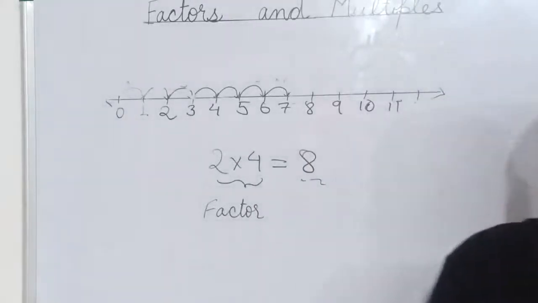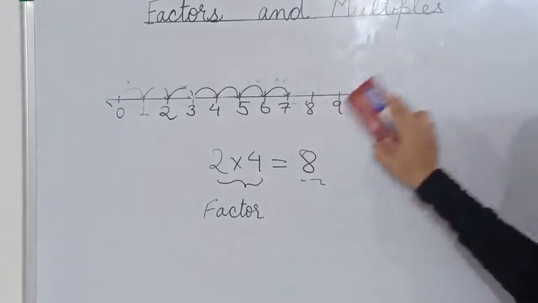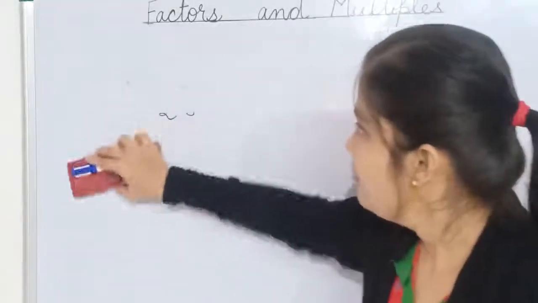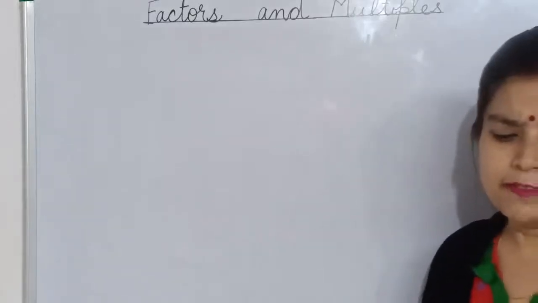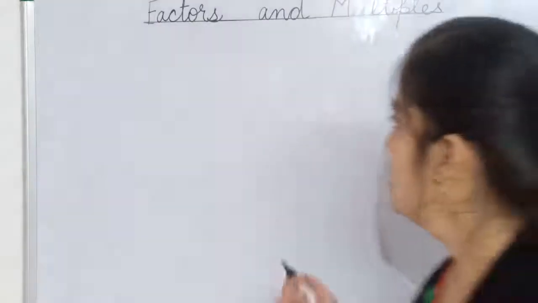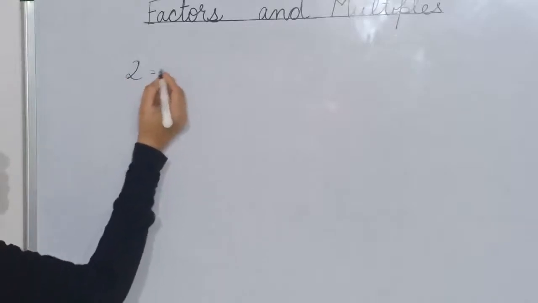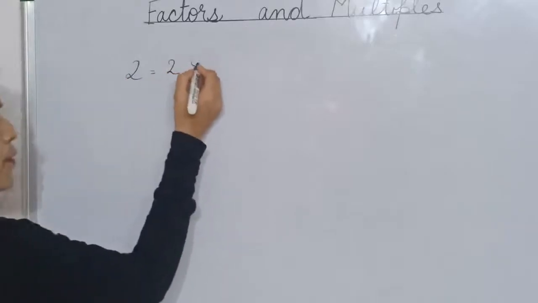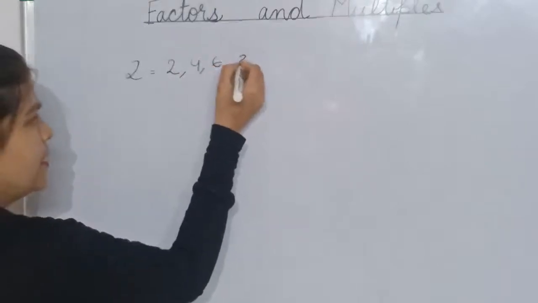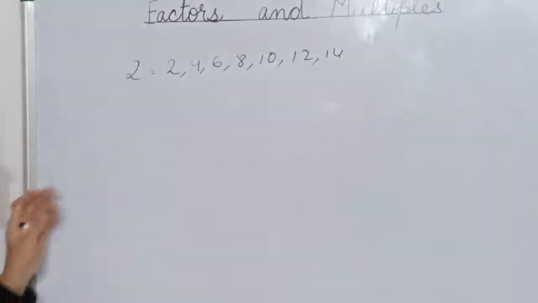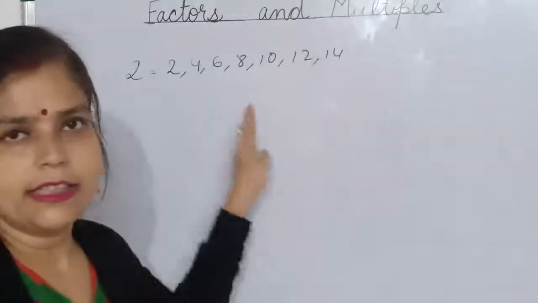Okay? So now to find the factors of any number, what are we doing? If it is asked to find the multiple of any number, simply what will you do? You go on multiplying. If it is asked to find the multiples of 2, then what will you do? You will go on multiplying 2: 2 ones are 2, then 2 twos are 4, then 2 threes are 6, 8, 10, 12, 14 like that. All are the multiples of 2. By multiplying we are getting the multiples.